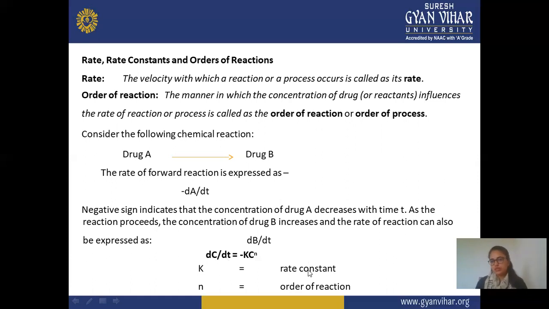This means that when you start the reaction, your drug is in the A form, and after some time the concentration of drug A decreases as the reaction proceeds and it is converted into drug B, increasing its concentration. The rate of reaction can be expressed as dB/dt, or dC/dt equals minus kCⁿ. In this reaction, k is the rate constant and n is the order of the reaction. So this is regarding the order of reaction and rate constant.